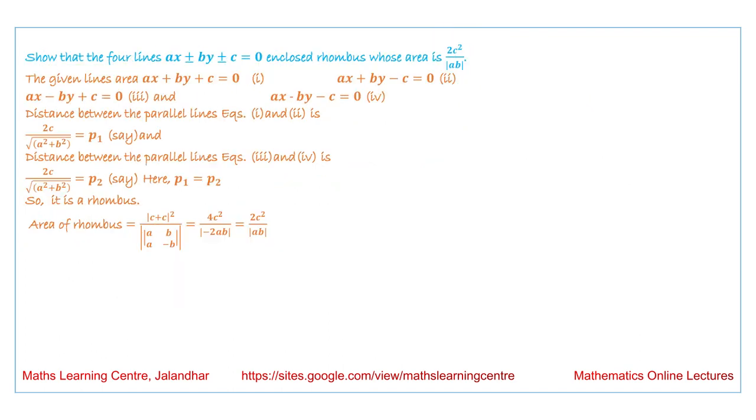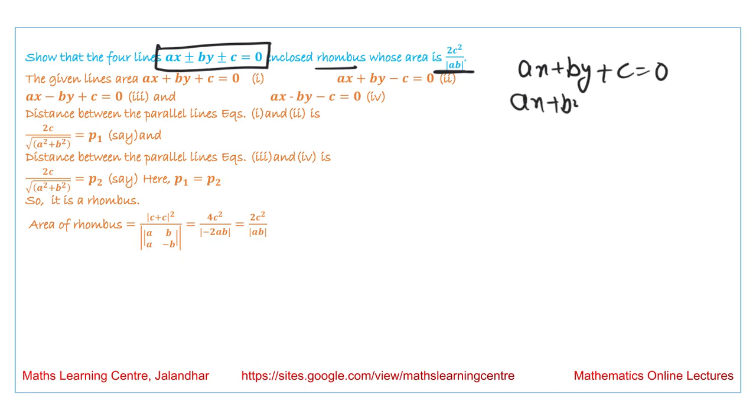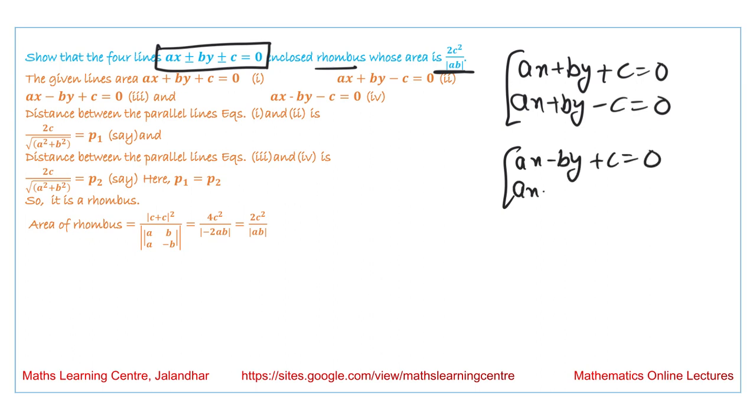Next is, show that the 4 lines enclose a rhombus whose area is this. So we are given 4 lines. We are talking about the pair ax plus by plus c is equal to 0, ax plus by minus c is equal to 0. These are 2 parallel lines. Then we have ax minus by plus c is equal to 0 and ax minus by minus c is equal to 0. These are also parallel lines. So we have 2 pairs of parallel lines, which means it forms a parallelogram.